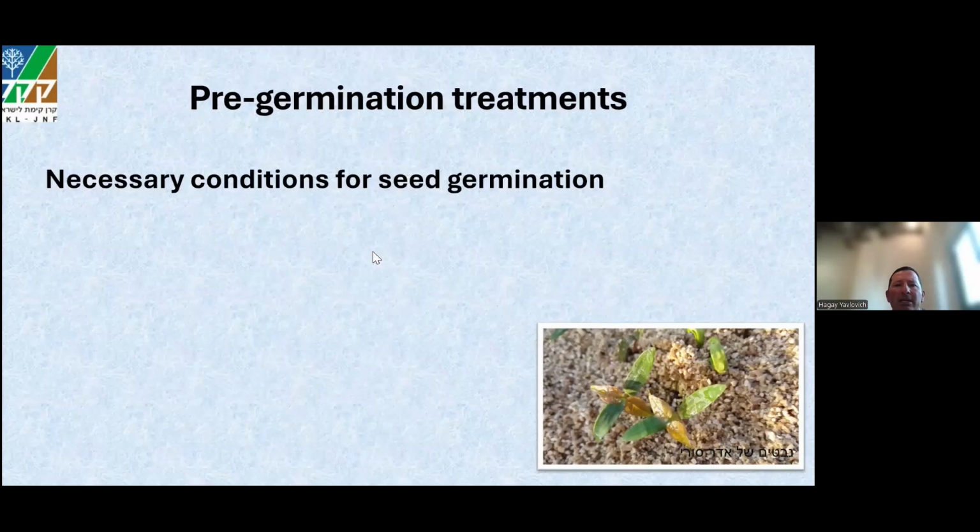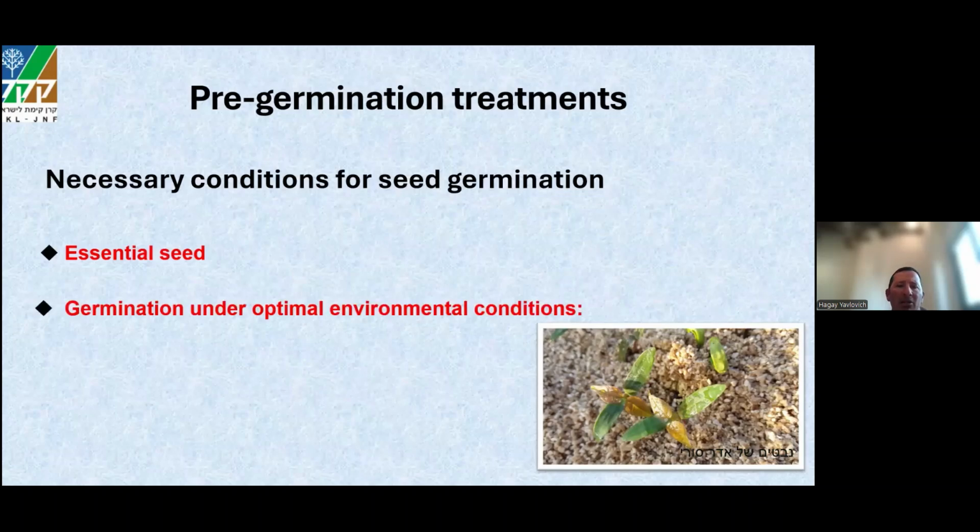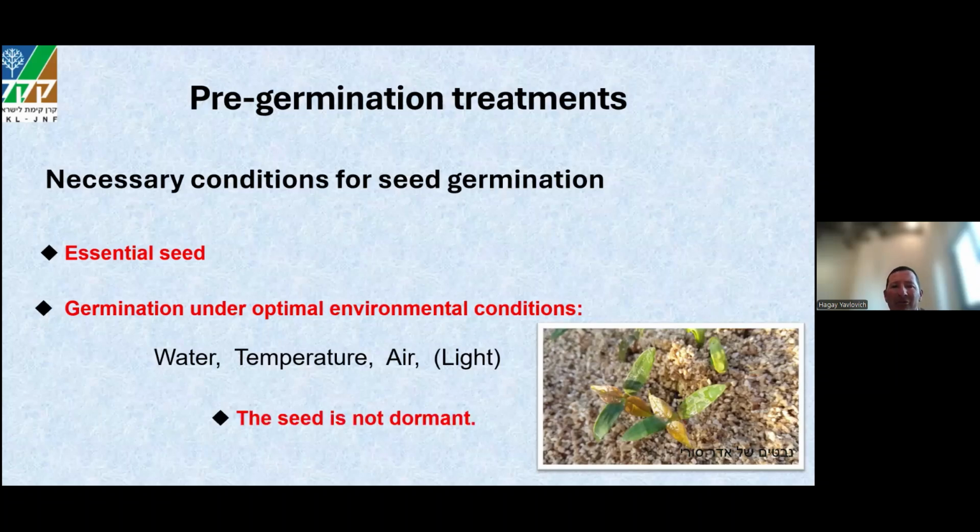It's really necessary to understand that if you want to germinate your seed, you must have a viable seed. The seed must be a good seed, and you must have water. You must have a temperature that fits your seed. You must have air, and in some species, in some seeds, you must have light. Not in all of them. There are many seeds that you can germinate in the dark. That's why it's not in all species. And if you want the seed to germinate, the seeds should not be dormant. Okay?